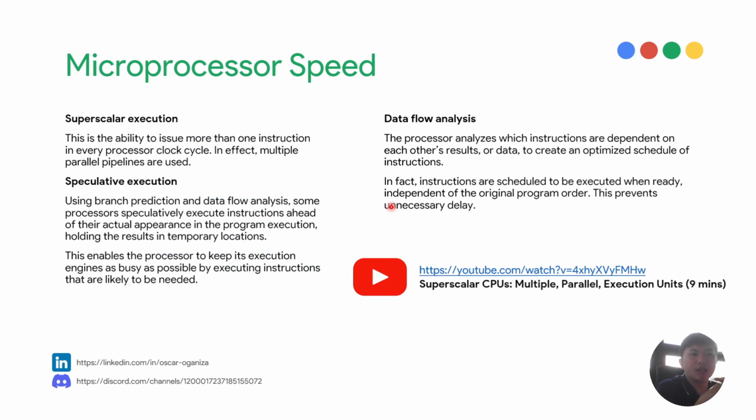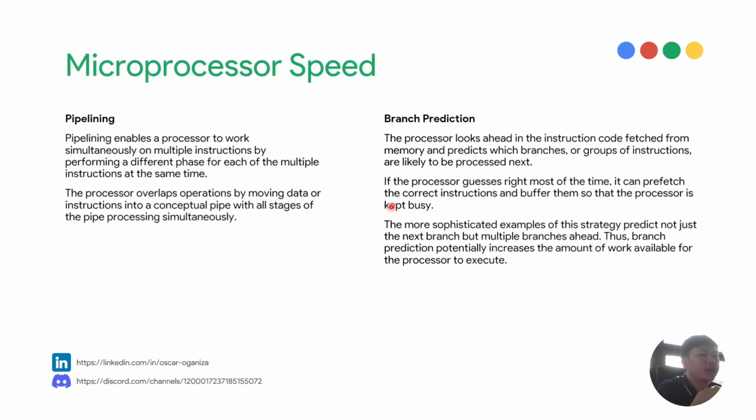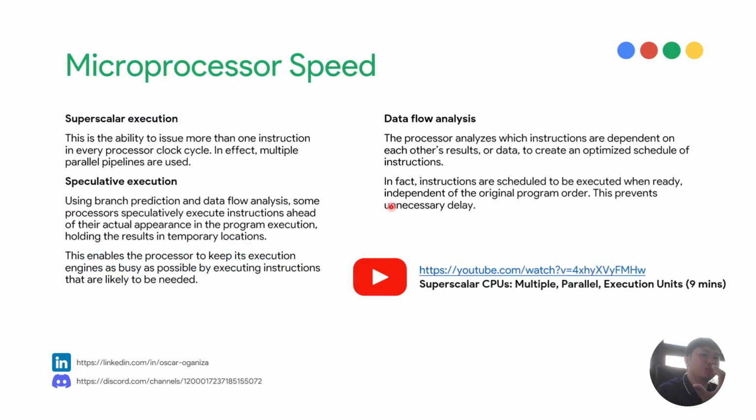So, this one is superscalar execution. When we say superscalar execution, this is the ability to issue more than one instruction every processor clock cycle. In fact, multiple parallel pipelines are used. So, pipelining is one pipeline at a time, while here in superscalar, multiple pipelines are used. But at the same time, it is still overlapping: the instructions, the decoding, the executions.